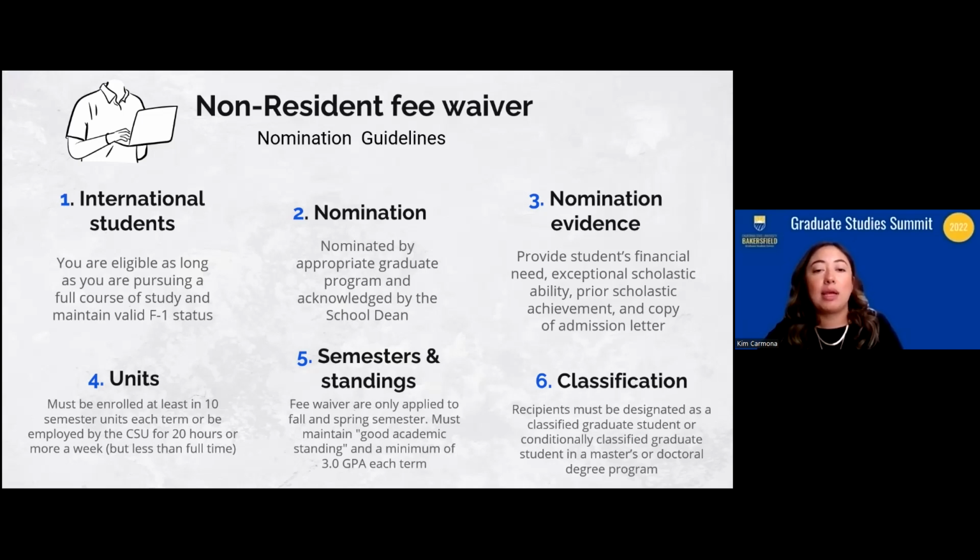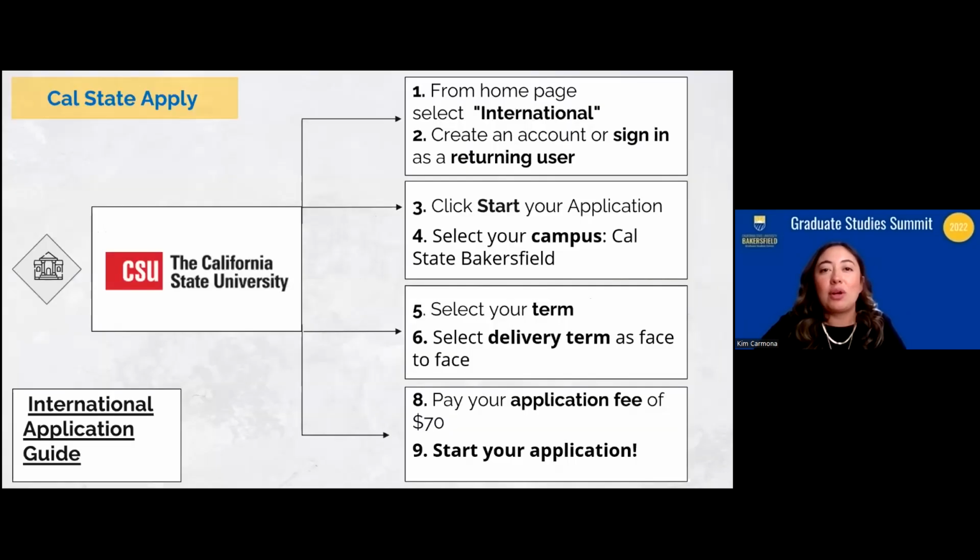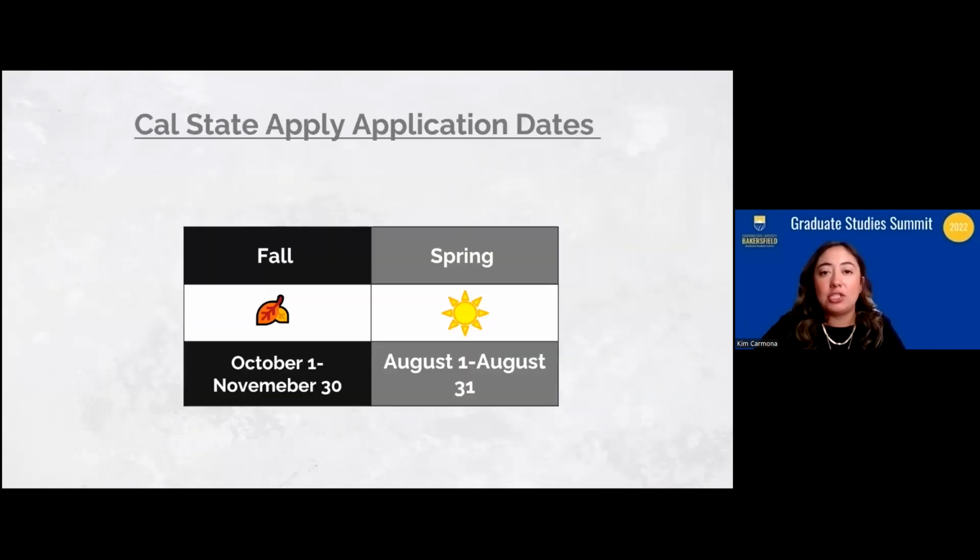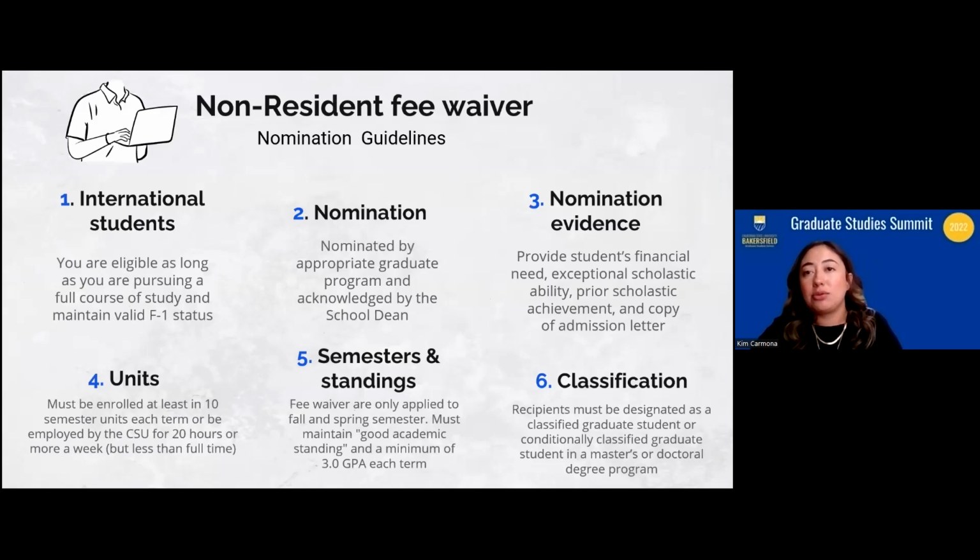And number 5, semesters and standings. The fee waiver is only applied to fall and spring semesters. You must maintain good academic standing and at least a 3.0 GPA each term. Classification: recipients must be designated as a classified graduate student or conditionally classified graduate student in a master's or doctoral degree program. However, from my understanding, graduate students can't have any conditional admission, because when you are applying for a visa, they do need to see that you are fully accepted into the university.